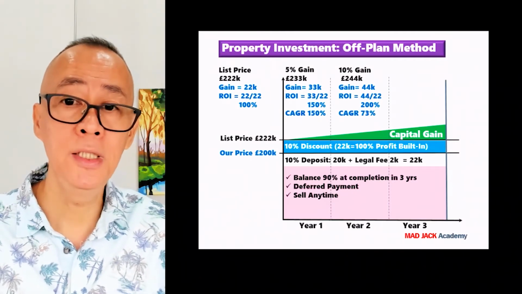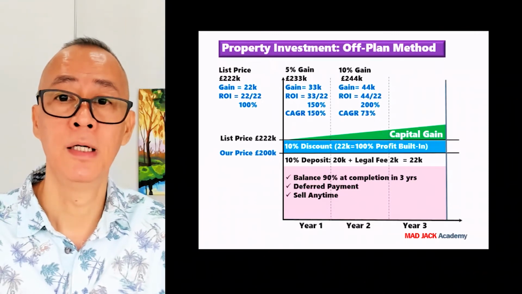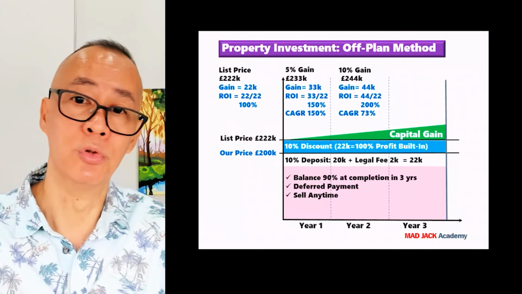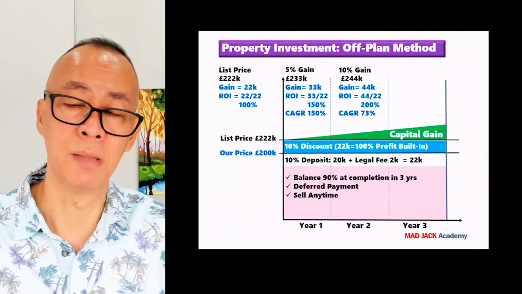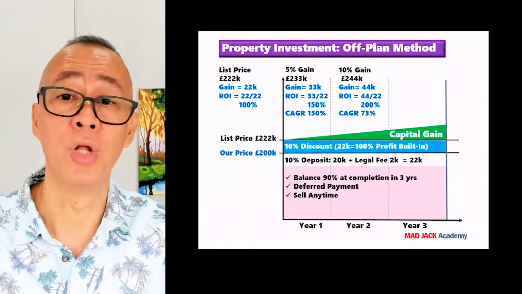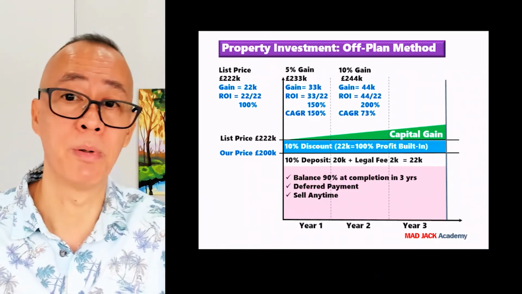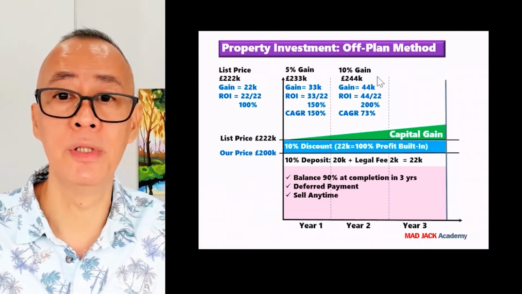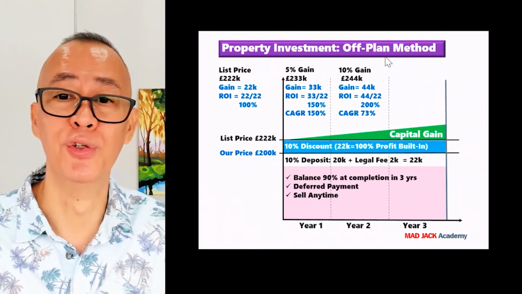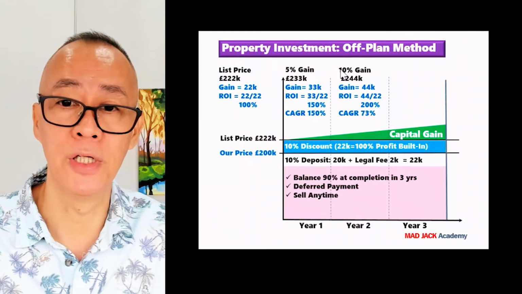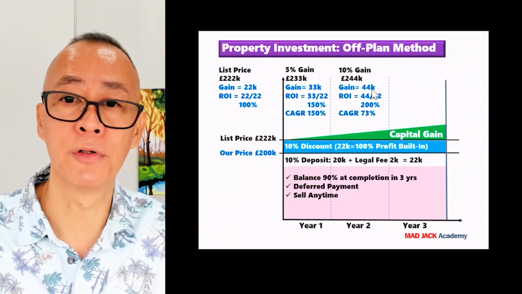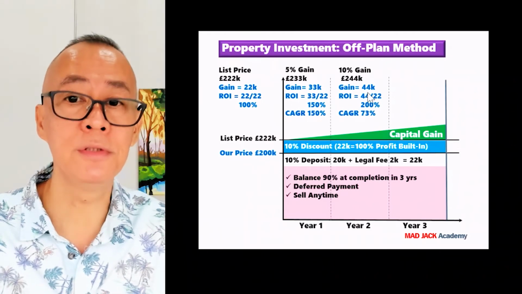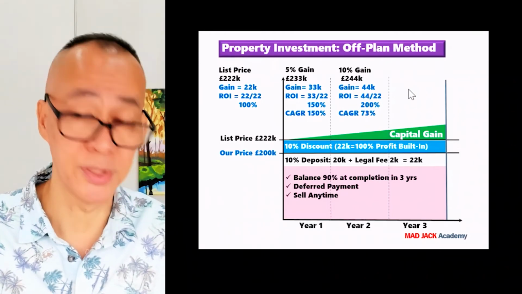Now is 2020, COVID pandemic, but by 2022 or 2023 maybe, the market will move because there is a lot of stimulus money in the market. They will move up a lot, in the stock market or the property. So second scenario, if it's a 10% gain, then you will have a calculation of £44,000 gain, and then divide by the original investment of 22,000, you get a 73% gain.